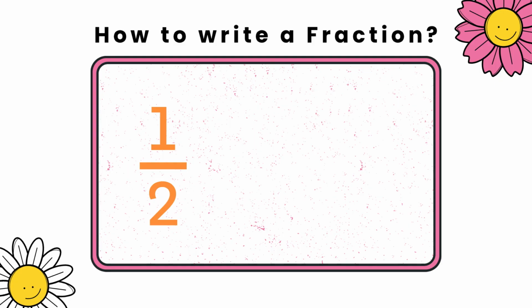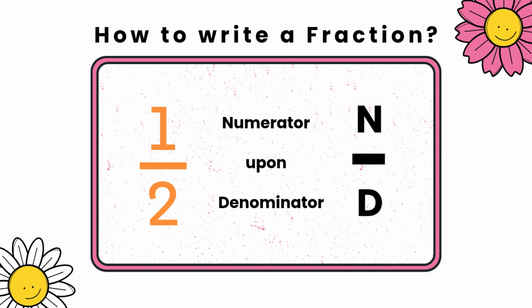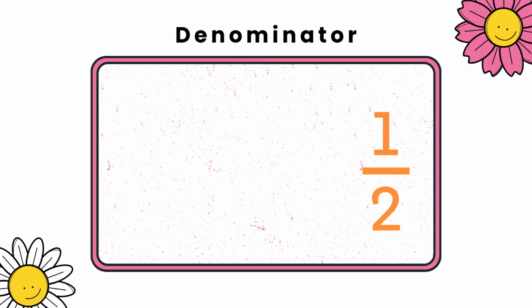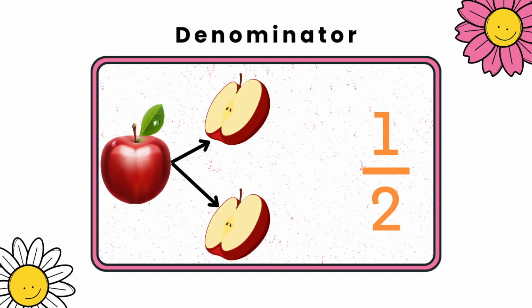Fraction is written in the form of numerator upon denominator. Also, we can call it n by d. So what is the denominator? It is the total number of equal parts the whole is divided into. So in the example of the apple, the denominator would be 2, as the apple was divided into 2 equal parts.